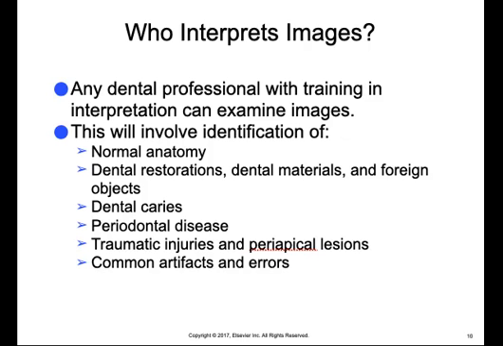And to interpret images, the dental radiographer must be confident in the identification and recognition of the following. So you need to know all of the normal anatomy, the dental restorations, dental materials, and what foreign objects look like. You need to know what dental caries looks like, as well as periodontal disease. You need to know what traumatic injuries and periapical lesions look like, as well as some common artifacts and errors. And the dental hygienist and the dentist are taught how to interpret clinically. However, the dental assistant may or may not be trained.